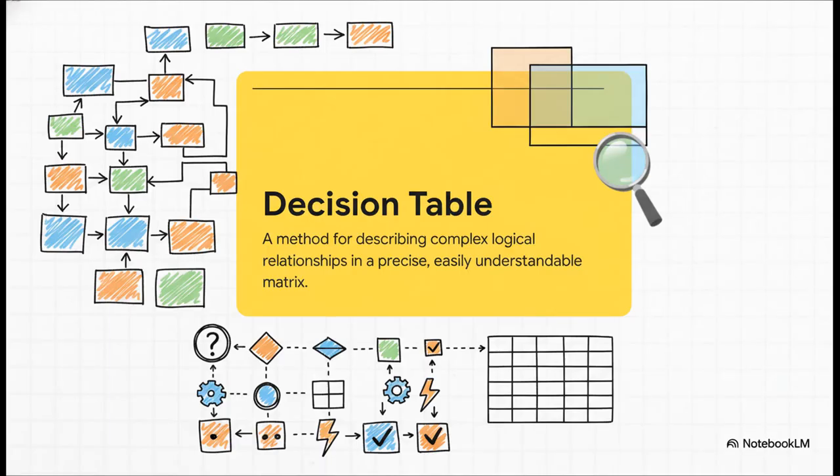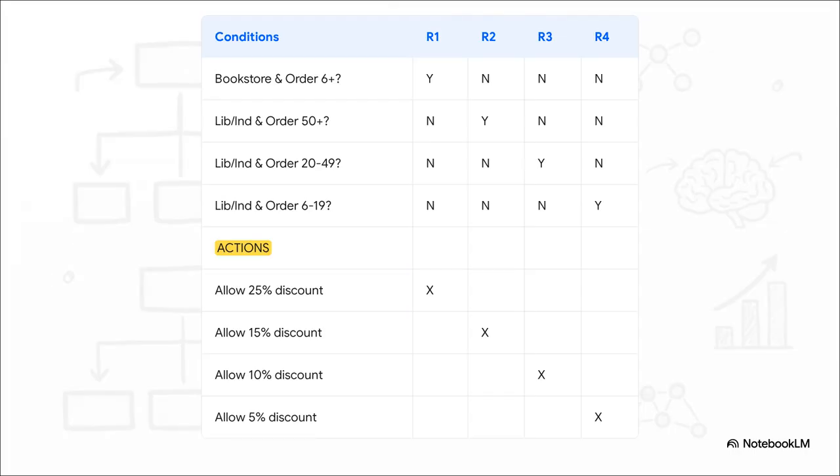But what if things aren't so sequential? What if you have a bunch of different conditions, and the final action depends on a specific combination of them? For that kind of complexity, we need the heavyweight champ of logic tools, the decision table. It's basically a matrix that handles really complex rules. Look at how clean this is. The top part lists all the conditions. Is it a bookstore? Is the order over 50 copies? And so on. The bottom part lists all the possible actions. Give a 25% discount, give a 10% discount. Then each column is a single, unique rule. It says if this combination of conditions is true, then take this one specific action. It's so precise, there's literally no way to get it wrong.